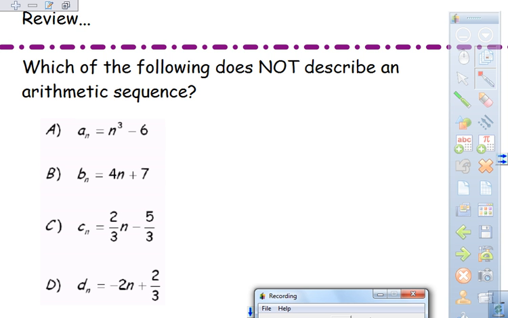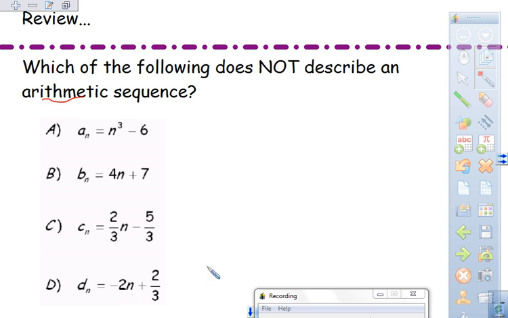So with what we know, anything linear is going to be an arithmetic sequence. So let's look at these equations or sequences and decide if they're going to be arithmetic. Part A, we're cubing and then we're subtracting 6. Part B, multiply by 4, add 7. Part C, multiply by 2/3, subtract 5/3. Part D, multiply by negative 2, add 2/3.